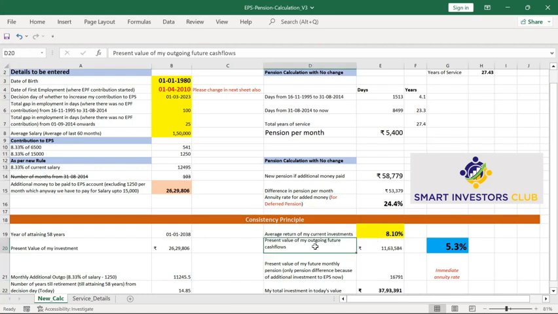So let's look at this part. Present value of my outgoing future cash flows. How it has been calculated is, so this is my monthly salary. This is a present value calculation in Excel. So I'm converting everything into months. So this is a yearly interest rate, right? For our PF interest rate, assuming 8.1%, which was for last year.